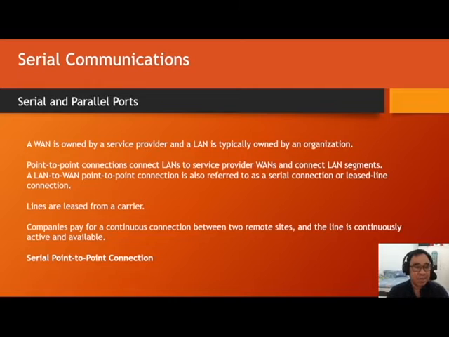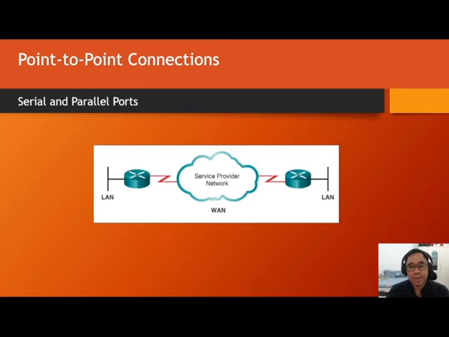Leased lines are usually expensive. Leased lines are leased from the carrier. So companies pay for a continuous connection between two remote sites, and the line is continuously active and available anytime. Okay, so this is a typical serial port. A typical WAN network: one LAN is here, and they are both connected to the service provider.